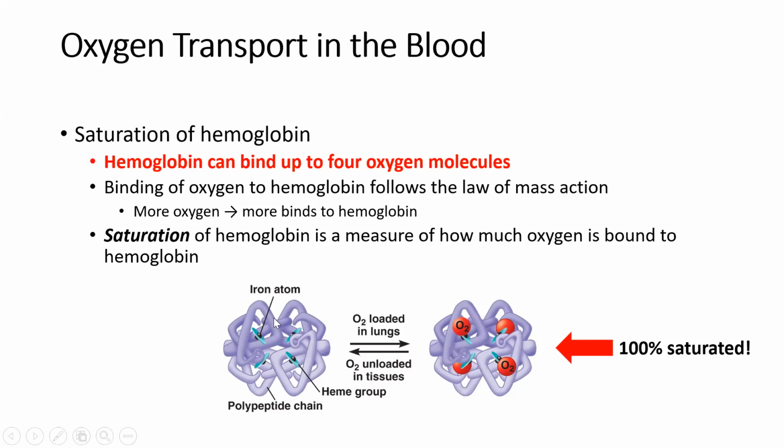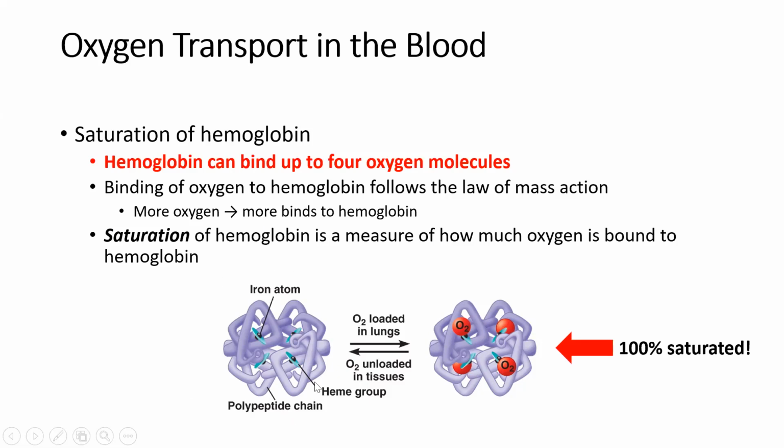But basically, we can load oxygen in the lungs when hemoglobin is in its partially saturated state, and then it goes to its fully saturated state. And then we can offload that oxygen down at the level of our capillaries and our respiring tissues when it goes from its fully saturated form back to its partially saturated form, okay?